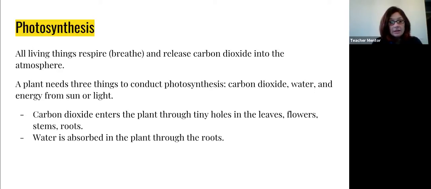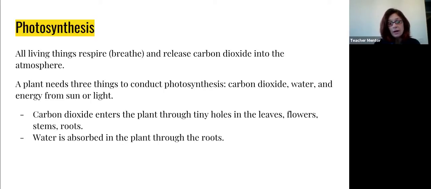A plant needs three things to conduct photosynthesis: carbon dioxide, water, and energy from sun or light. Carbon dioxide, the first necessity, is going to enter the plant through tiny holes on the leaves, the flowers, the stems, and the roots. Those tiny holes on the leaves are called stomata, and they literally are openings on the leaf for the gas interaction. So carbon dioxide is going to enter the plant through the stomata, through those tiny holes.